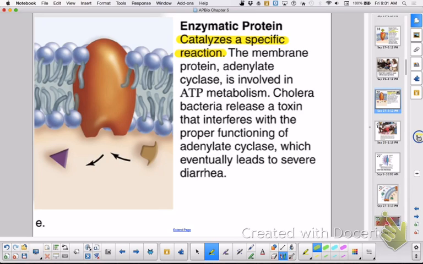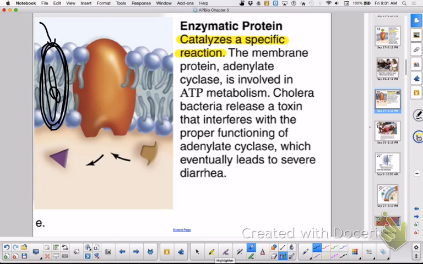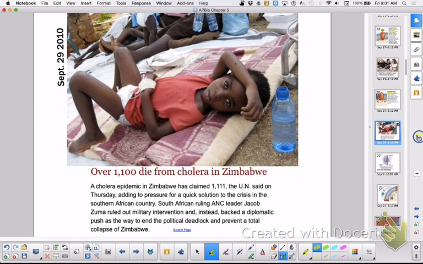Okay, so some proteins that are inside the cell could have a neighboring protein over here, and this does work this way with adenylate cyclase. It could be a receptor, which then triggers this enzymatic protein, which then triggers another reaction. In this case, it could have to do with ATP metabolism. And if you have cholera, we look at that and think, oh, severe diarrhea, okay. But people die from cholera, okay?